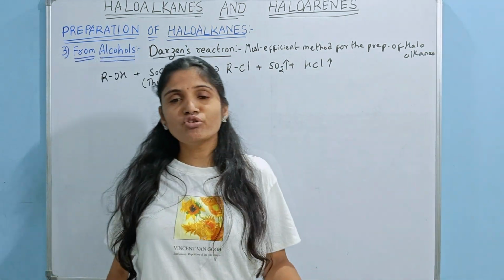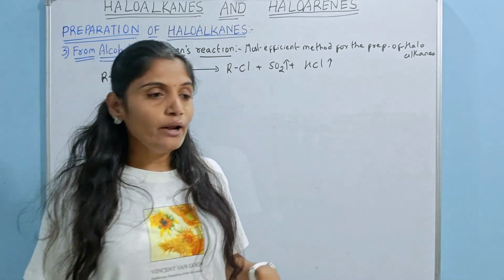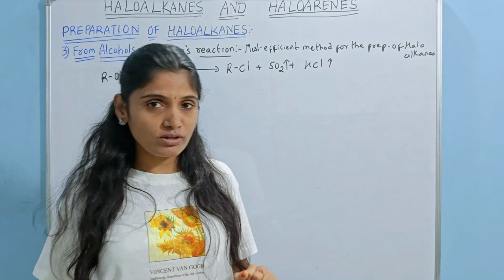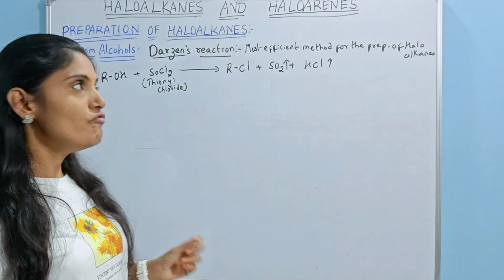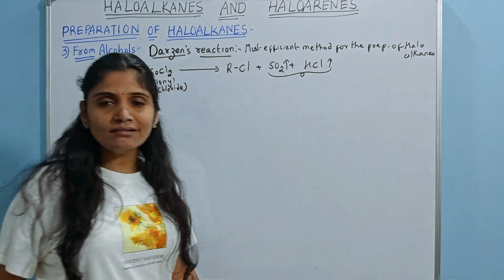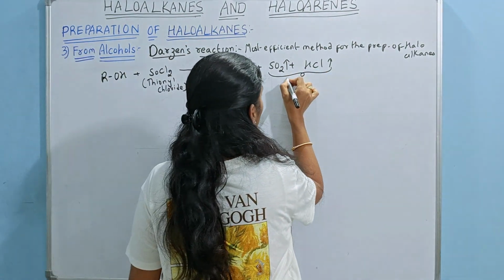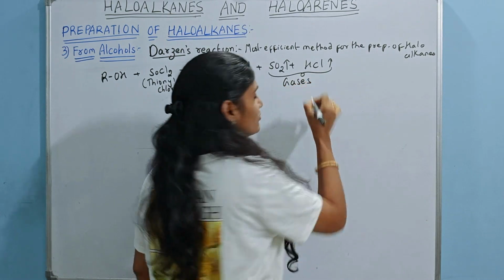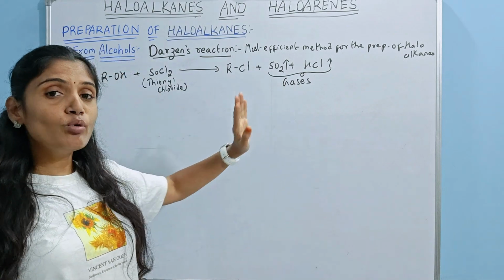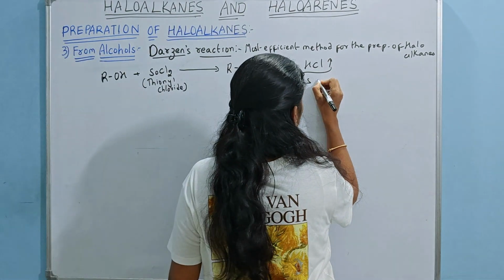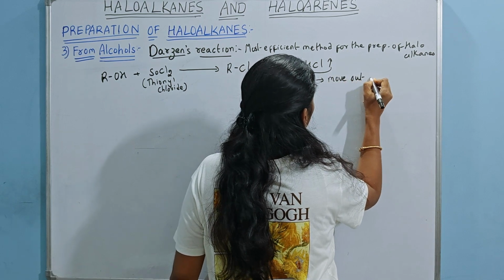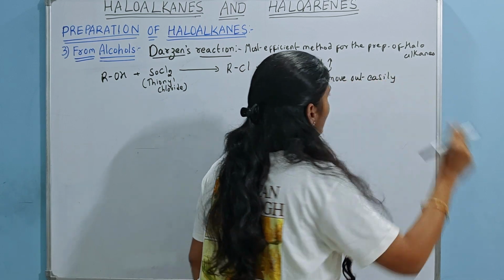Now, in science we should not accept anything without knowing the reason. If we say it is the most efficient method for the preparation of haloalkanes, we should know the reason. If you see the byproducts of this reaction, our main product is RCl. Both of the byproducts are gases. Sulfur dioxide is a gas and even HCl is released as a gas. As both of them are gases, they move out of the reaction mixture easily.